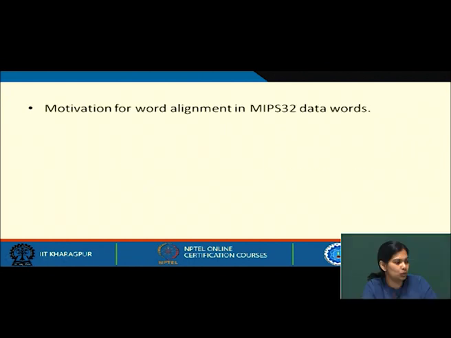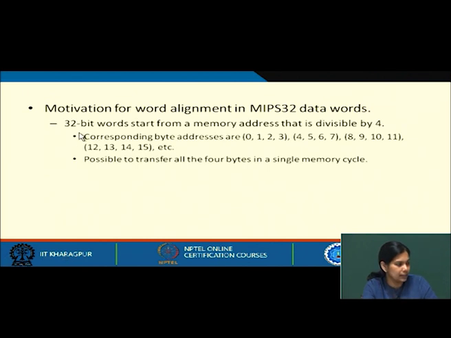Now, we can see the motivation for word alignment in MIPS data words. If the words are not aligned, what can happen? The 32-bit word starts from a memory address that is divisible by 4, so the corresponding addresses are 0, 1, 2, 3, 4, 5, 6, 7 and so on. These are in different modules, so it is possible to transfer all the 4 bytes in a single memory access, because I will be hitting 4 different modules and getting the data from 4 different modules.